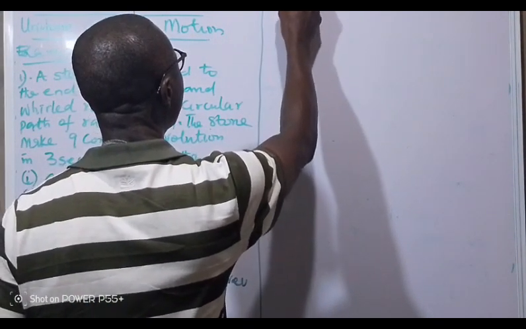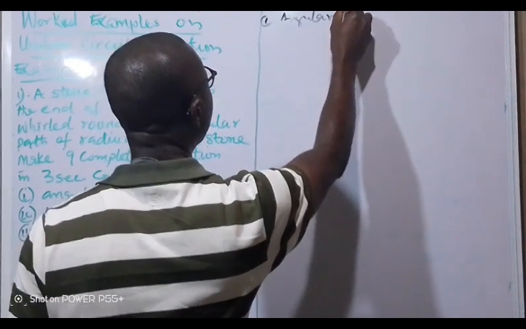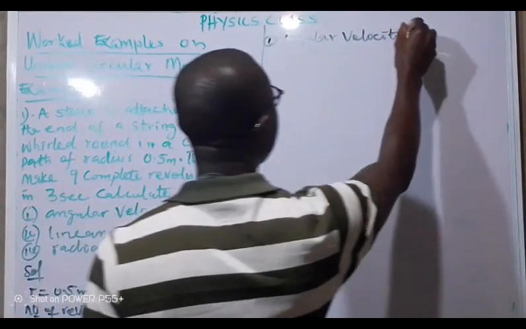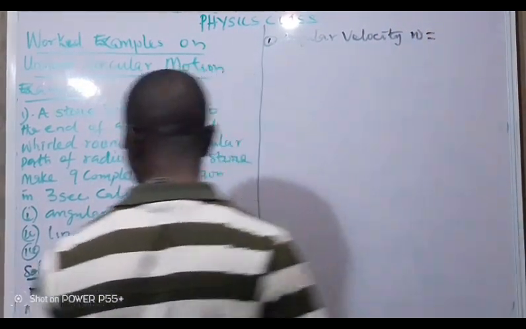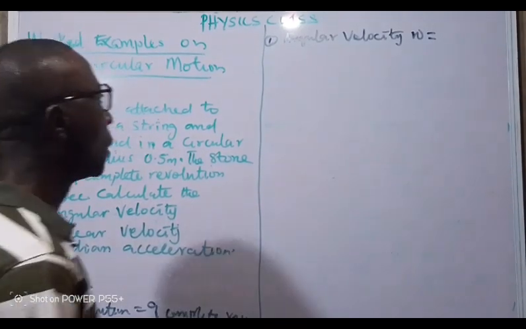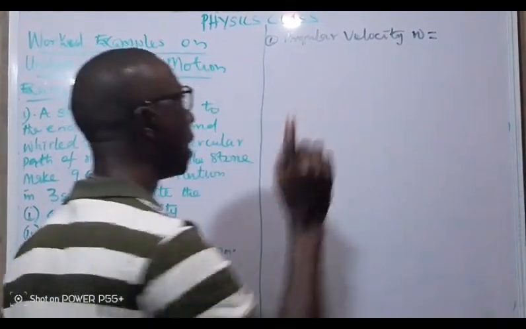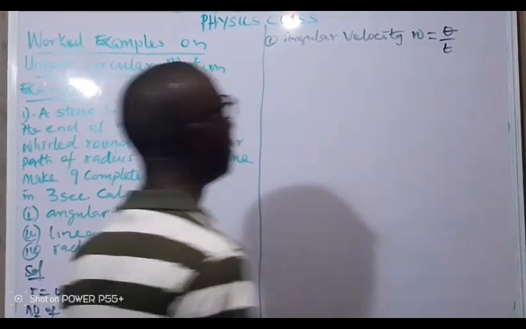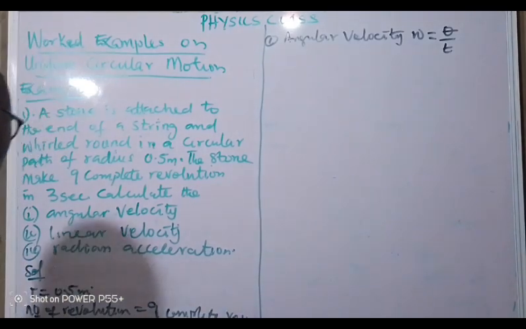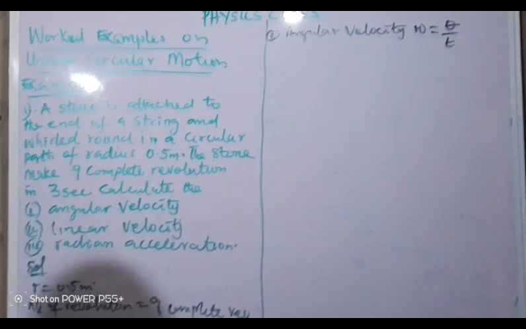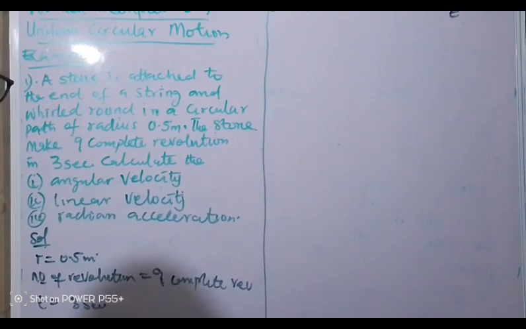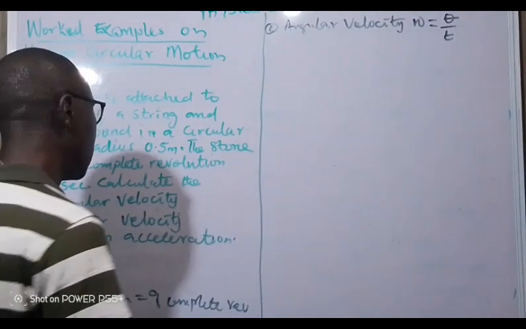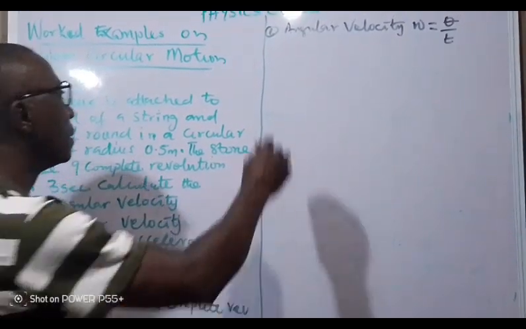Angular velocity. Don't forget the symbol. The symbol is omega. And from the parameters given, we can use one of the formulas written in our last lesson, which is theta over time taken. Now, from the question, time is known. That is 3 seconds. Theta is given in indirect form. Let's find the angle now, that is angular distance.